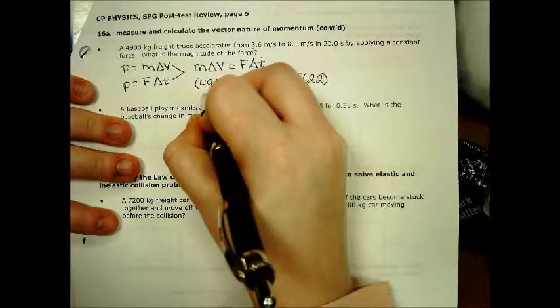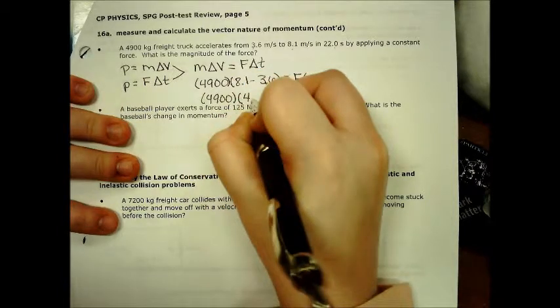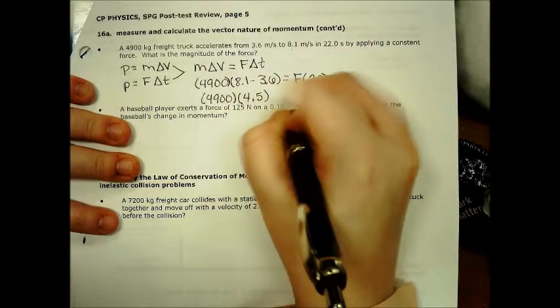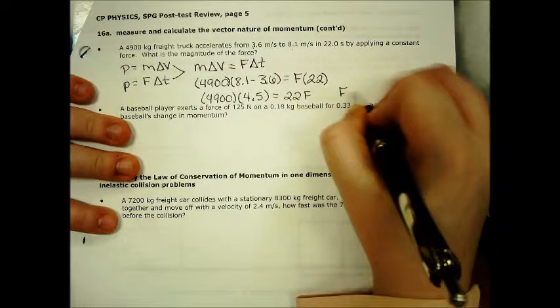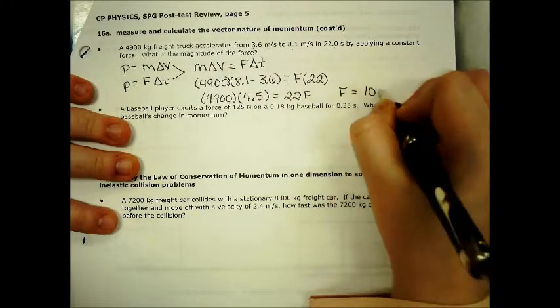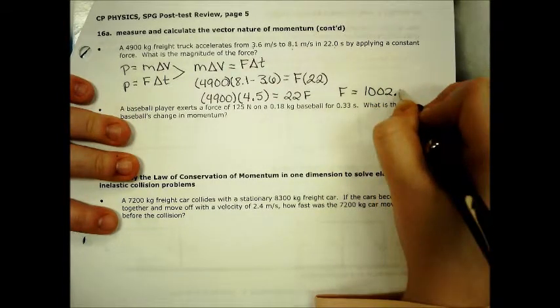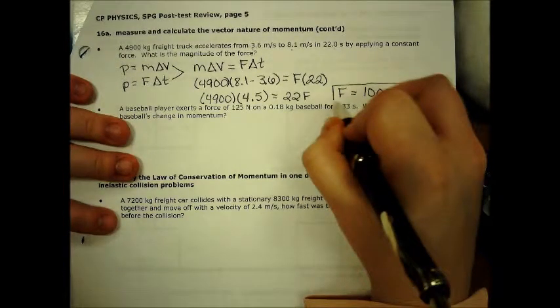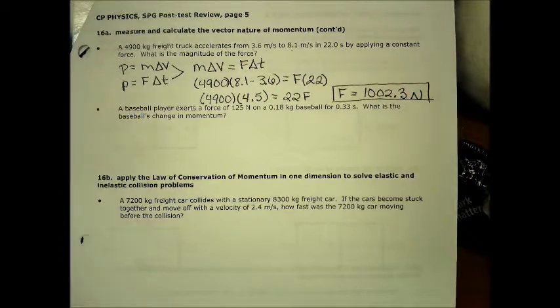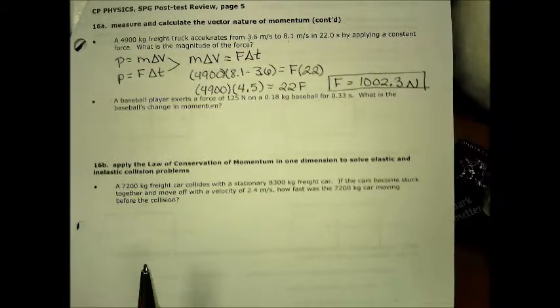So this ends up being 49,000 times 4.5 equals 22F. And our final answer is going to be that F is 1002.3 newtons. And just in case you're wondering that, you multiply these and then divide by 22.